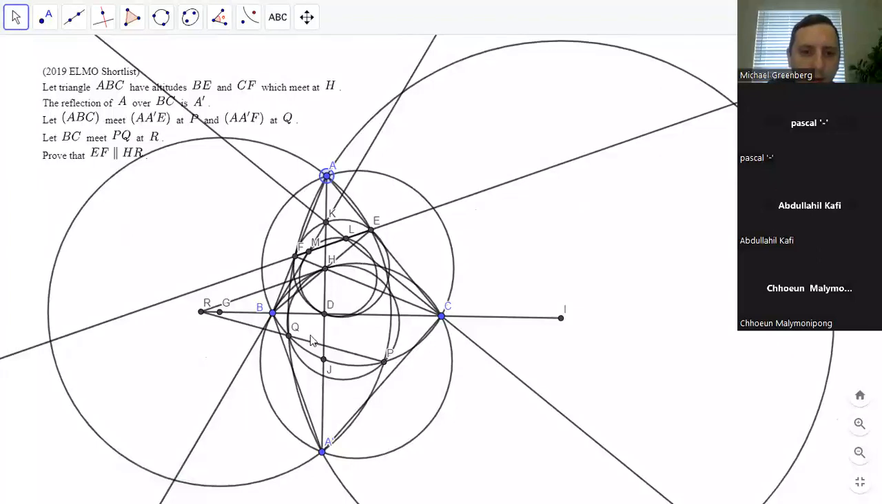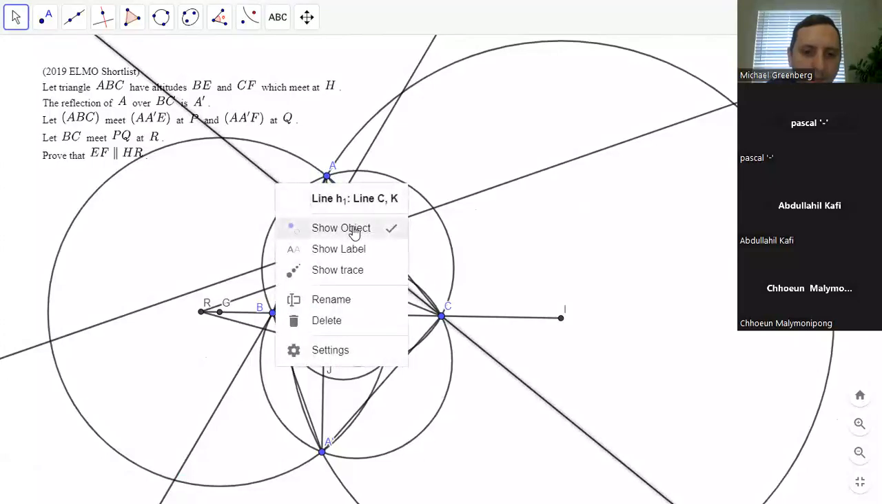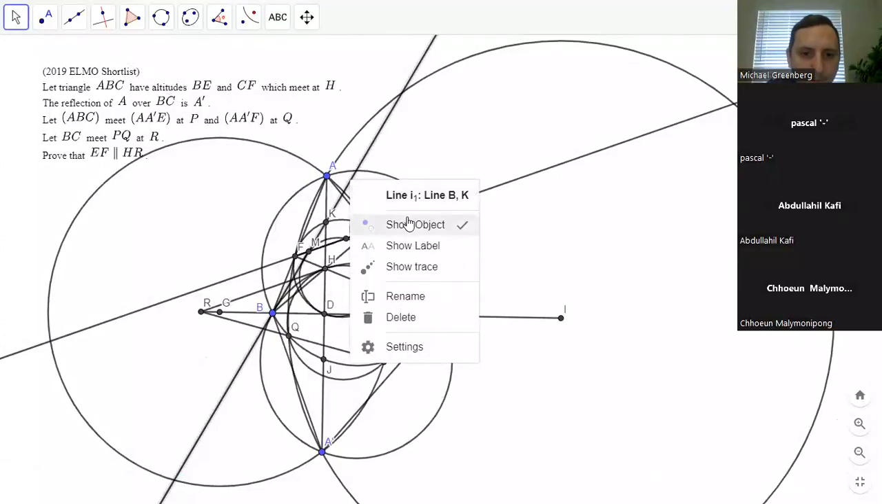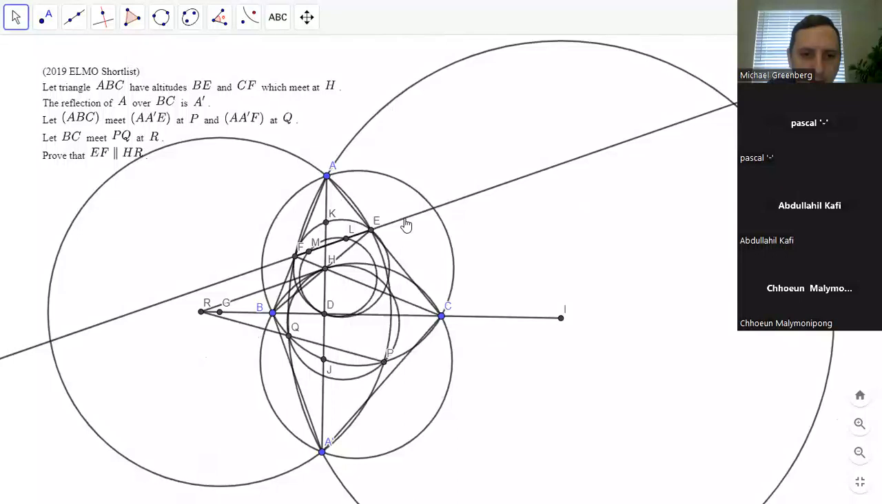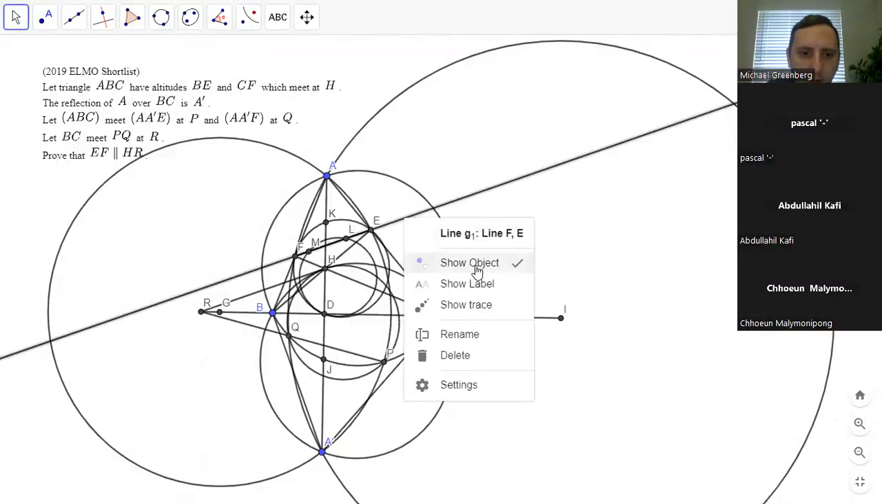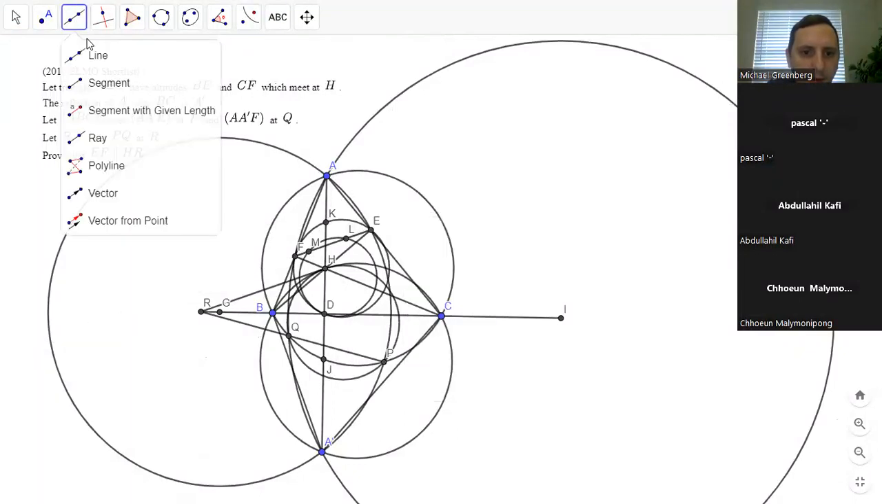So we want to show the 9-point circle is tangent to DLM, where L and M are the intersections of CK and BK with EF. Yeah, so I don't know if that makes it easier or harder.